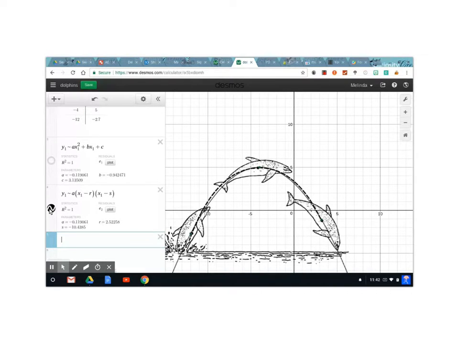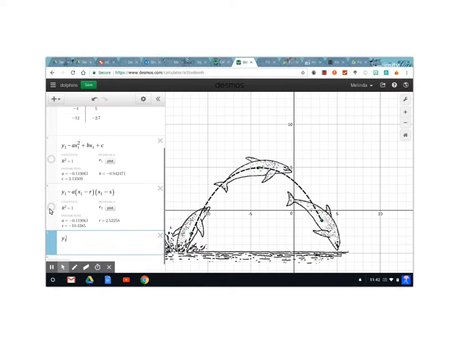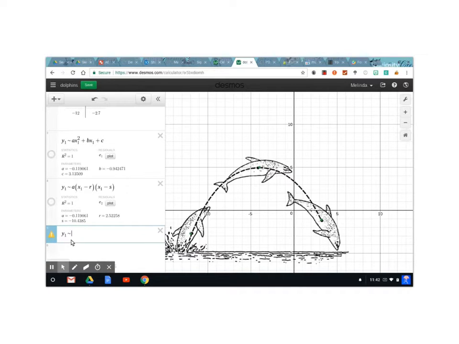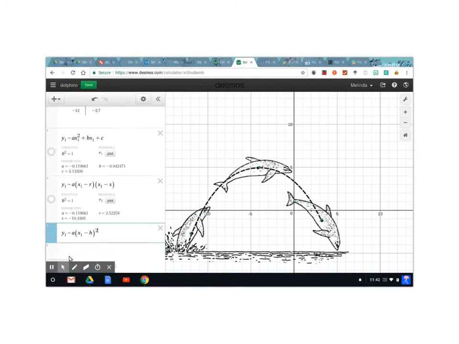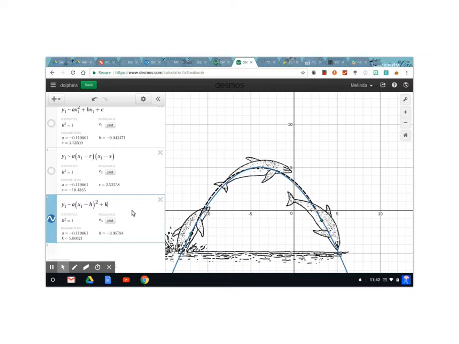Maybe your preference is vertex form. So a(x1 minus h) squared plus k. So this will give me the vertex as well. So the vertex for this one looks like negative 3.9 or almost negative 4, and 5. So that looks pretty good. Excellent opportunities here with regression.